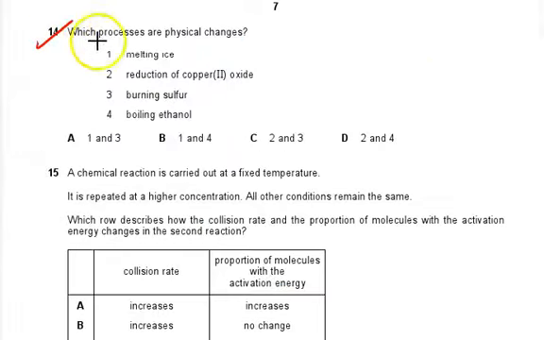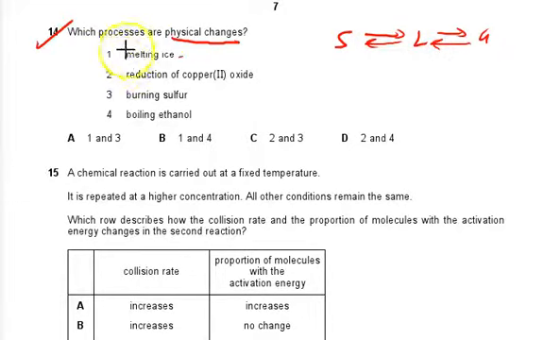Okay, for number 14, which processes are physical changes? So physical changes, melting ice. Physical changes mean it's like solid, liquid, gases. So it's between these. Now we look at this. Number 1, melting ice is just converting solid to liquid. Yes, number 1 is selected.